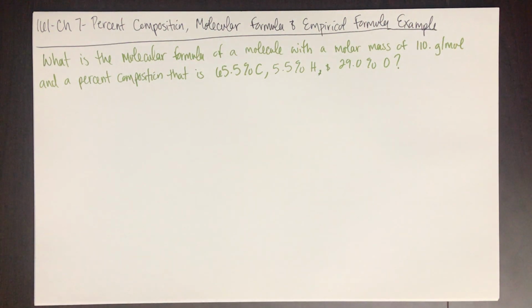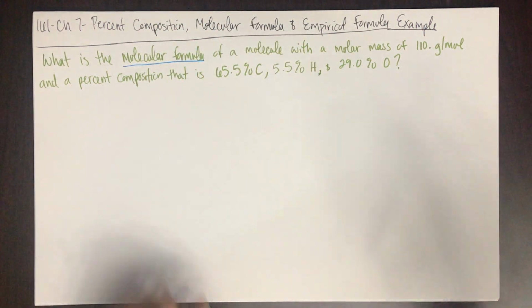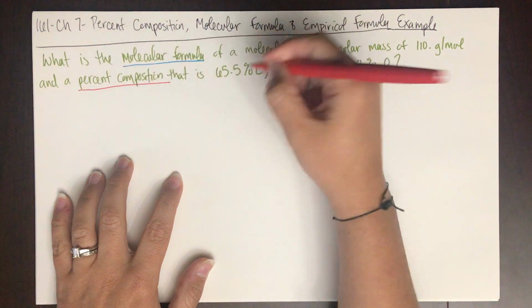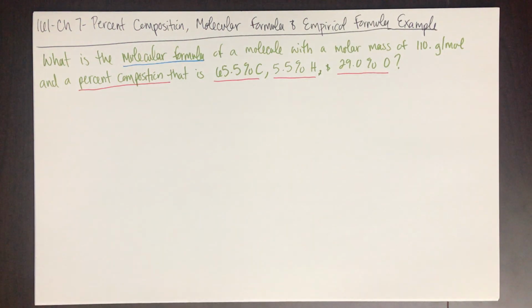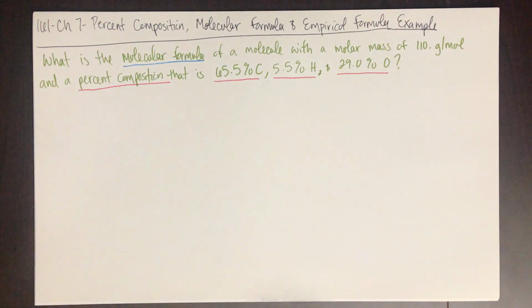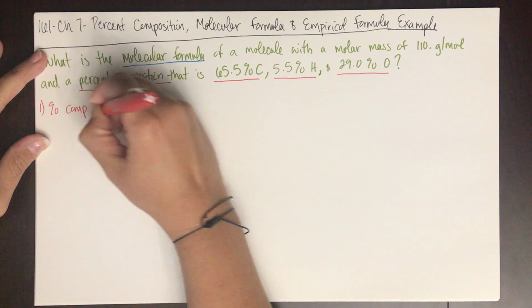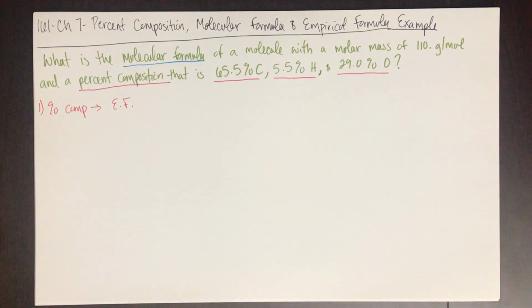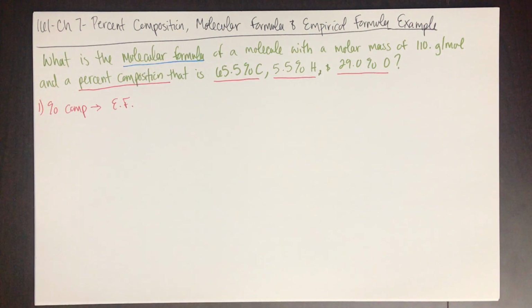Okay, so we are asked what is the molecular formula? And we are given the percent compositions of the 3 atoms in this molecule. So we cannot calculate molecular formula directly from percent composition. The first thing we have to do is calculate the empirical formula from the percent composition. And then from the empirical formula, we can calculate the molecular formula using the molar mass.